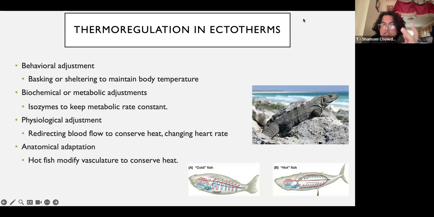For example, there are types of fish that, depending on the environment they're in, could modify the vasculature within their own body in order to help conserve heat. As you can see here, the cold fish and the hot fish have completely different vasculature, but they both help conserve heat depending on the environment they're in. So there are lots of ways that ectotherms adapt to their environment in order to maintain heat. It's not as if they die really quickly or always live in one certain temperature. They manage to adapt to it.